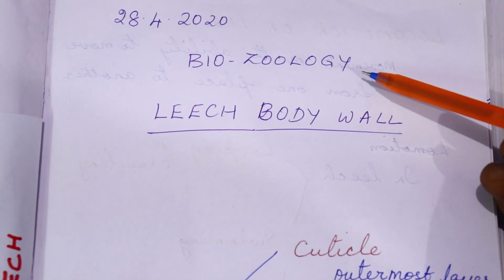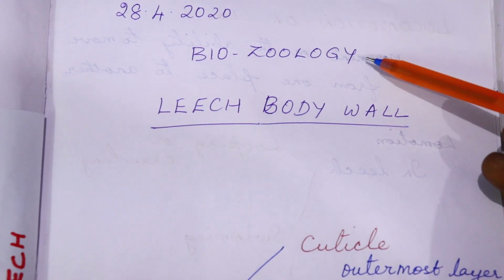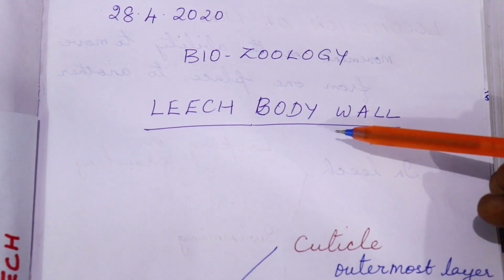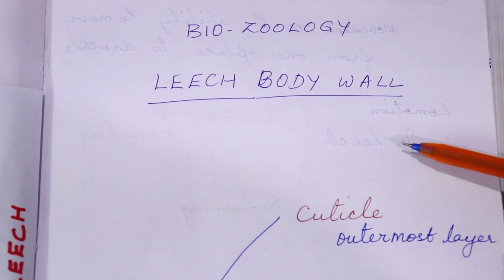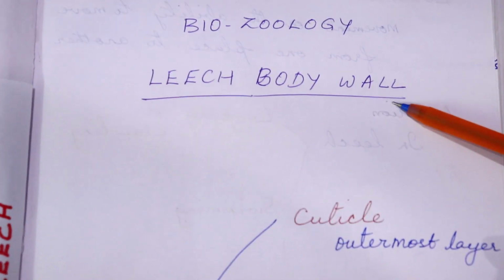Today, let us see the body wall and how it locomotes, how it moves from one place to the other place, and all the different systems we are going to learn, like digestive system, respiratory system, circulatory system, excretory system. All these systems we are going to finish today. Shall we see it today? So coming to biozoology, structural organization of animals, continuation, children. We are talking about leech. So continuity is a leech body wall.